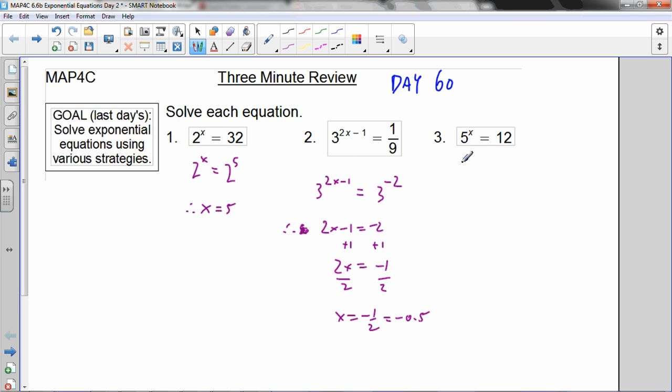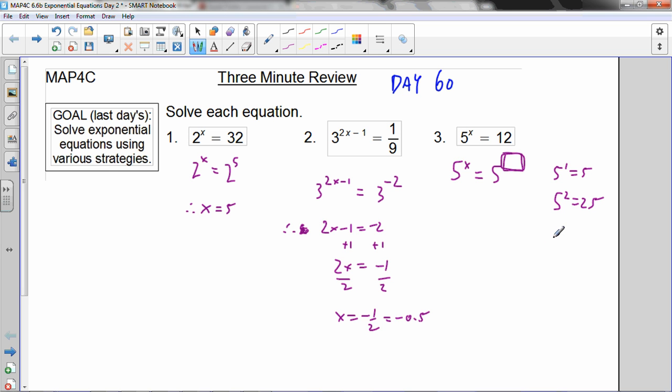I want to write 5^x equals 5 to the exponent something, right? But I need 5 to the exponent something equals 12. And notice this isn't easy to do because 5 to the exponent 1 is 5. 5 squared is 25. And then, 12 is nowhere to be found.